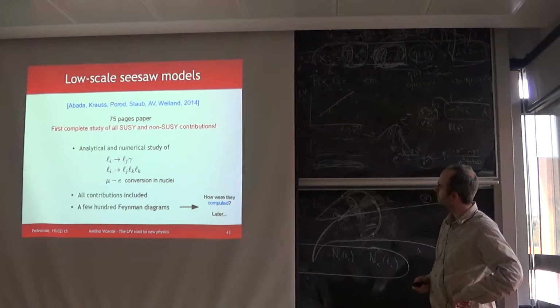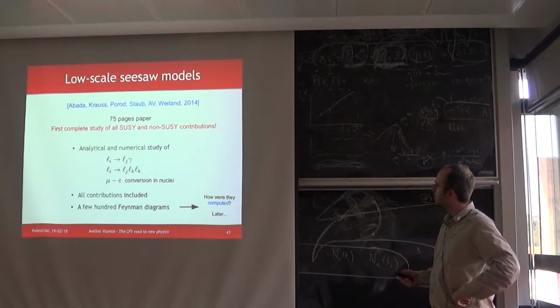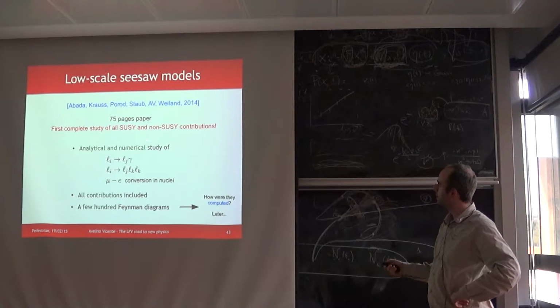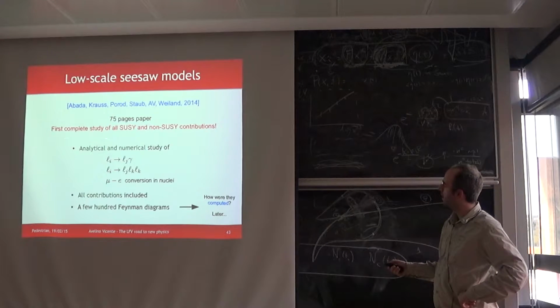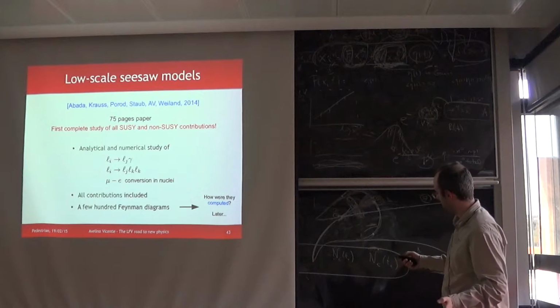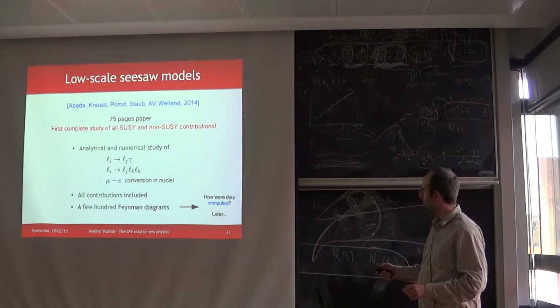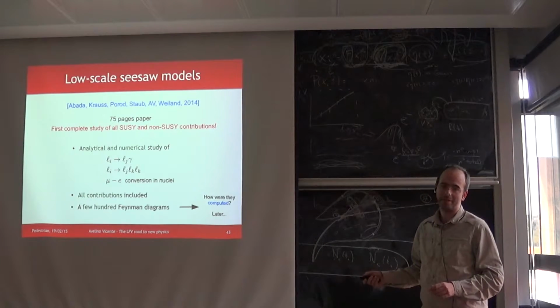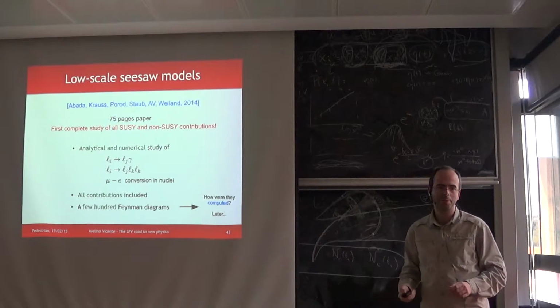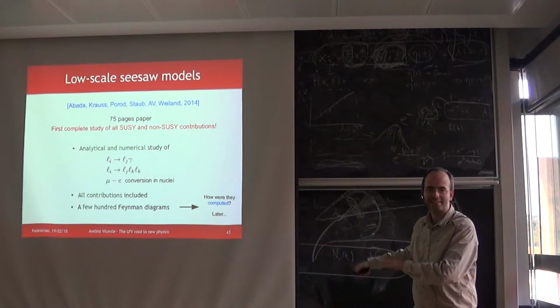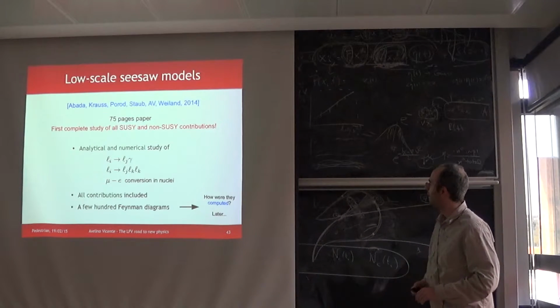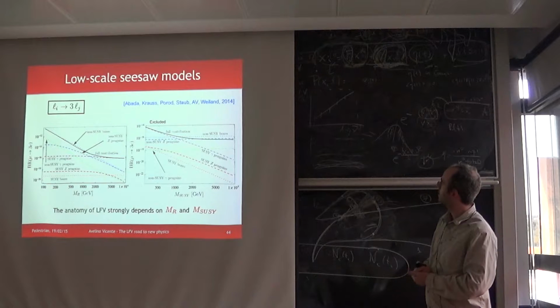complete study of this type of models. So we computed in supersymmetry and without supersymmetry all these processes. So lepton to lepton gamma, lepton to 3 leptons, and mu2e conversion in nuclei, including all contributions, meaning this, and all contributions that you could have. So we got like a few hundred Feynman diagrams. It was really lengthy to compute, but we had some tools. I will explain later how we did it. And we came out with some results.